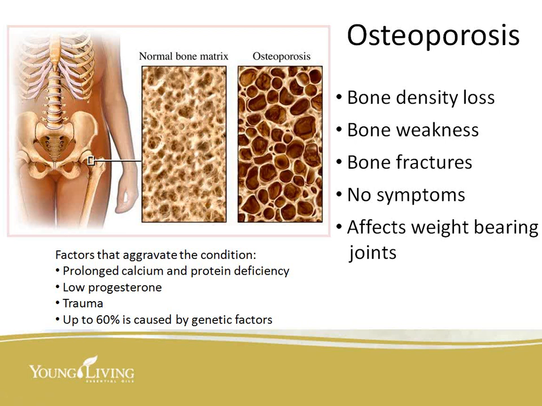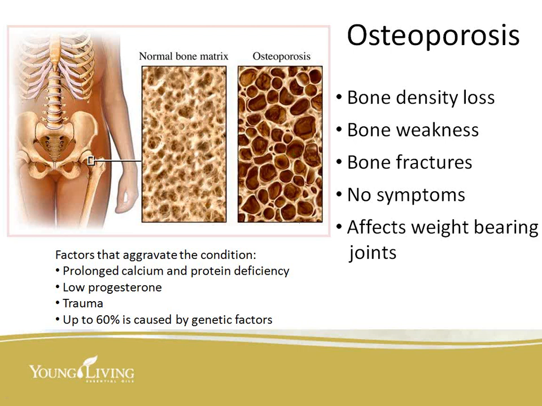In other words, you won't feel it. It affects weight-bearing joints. You hear of the elderly breaking a hip. Normally, what has happened is the hip broke and they fell. It wasn't that they fell and they broke their hip. The osteoporosis, as you can see in this far right picture, causes the bone to not have the hardness.